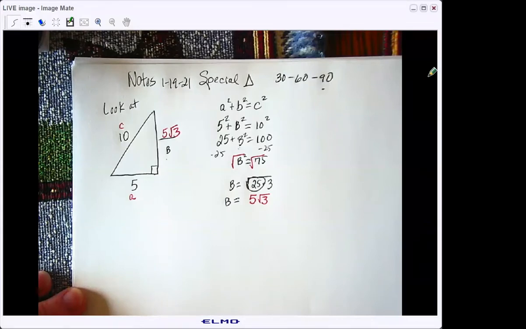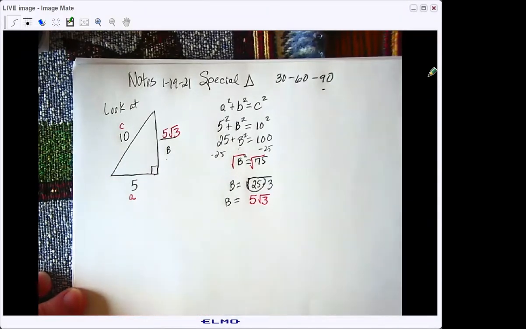Good. What about A and C? Do they have any relationship? That they're both whole numbers. Okay, they are both whole numbers. A can go into C. Okay, good. How many times? Twice. Good. Okay, so A can go into C twice.